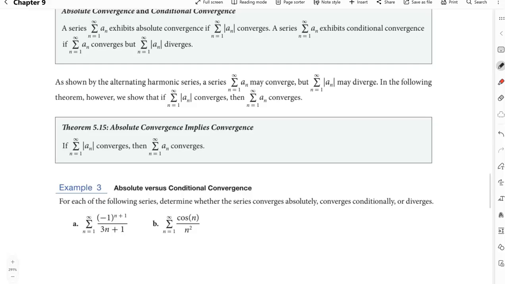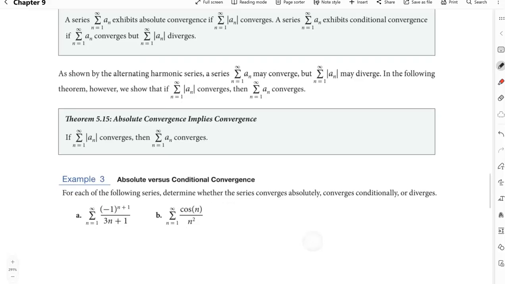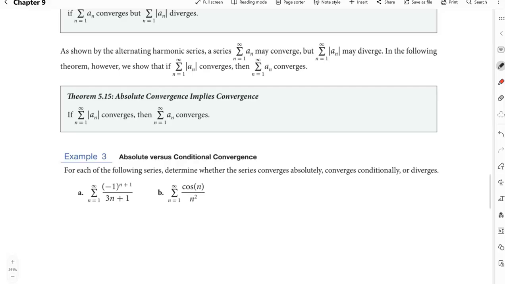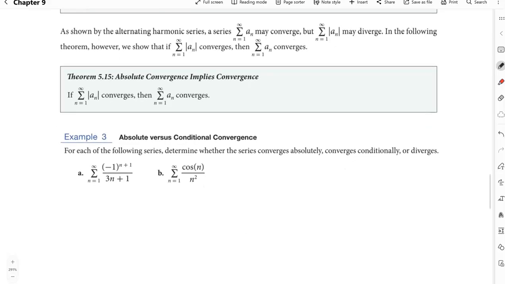So let's look at example 3. In part A, we're looking at the sum from n equals 1 to infinity of negative 1 to the n plus 1 over 3n plus 1. We want to know if it converges absolutely, conditionally, or diverges. So let's start with the absolute value. So I'm going to look at the sum from n equals 1 to infinity of the absolute value of the series.